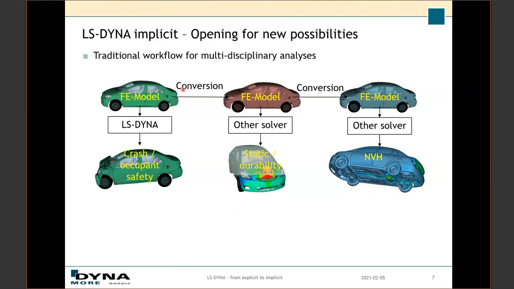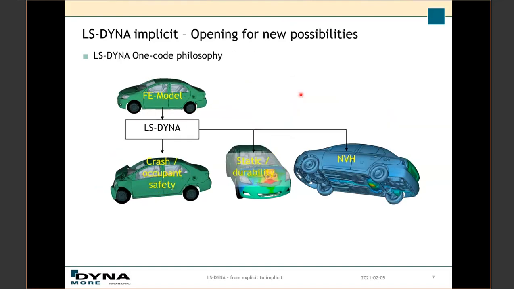To some extent, this of course is a challenge. You have to have different representations of your product. So what LS-Dyna wants to offer, with this one code philosophy, is that you should be able to solve all your analyses using one FE model, more or less, irrespective of whether it's explicit crash, implicit static stability, or linear dynamics with NVH, to get as much as possible out of the software and possibly streamline your workflow.